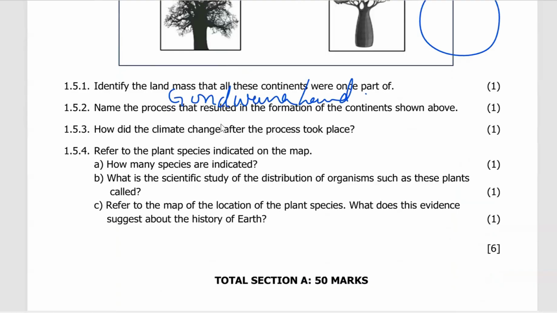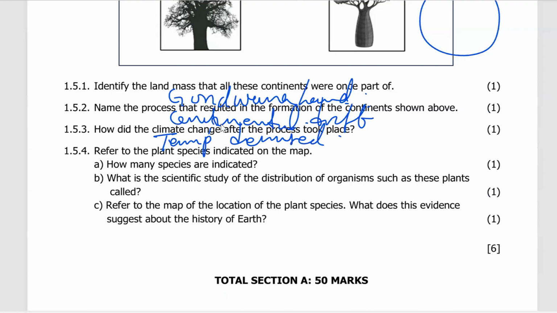Name the process that resulted in these continents shifting. So we call it continental drift. Yes, continental drift. They're saying, how did the climate change after the process that took place? Basically, the temperature, what happened? The temperature decreased.